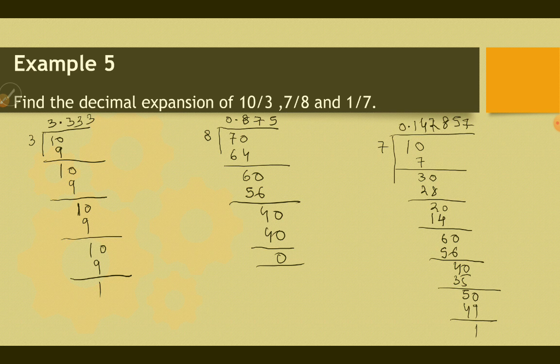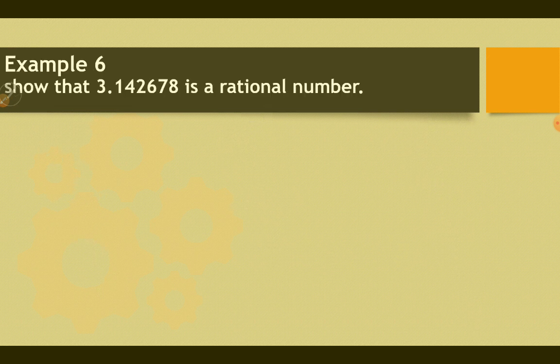Hence 1 by 7 is equal to 0.142857, the whole bar, because it repeats after these many digits again.